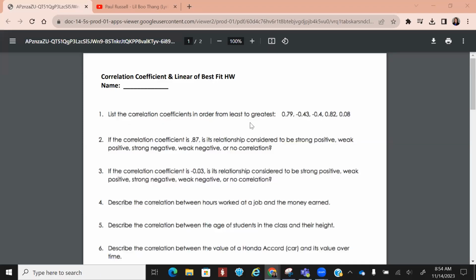So list the correlation coefficients from least to greatest. Correlation coefficients go from -1 to 1. The closer to 0 that you are, the weaker that you are. The closer to 1 that you are, the stronger you get. That also goes for -1 as well.